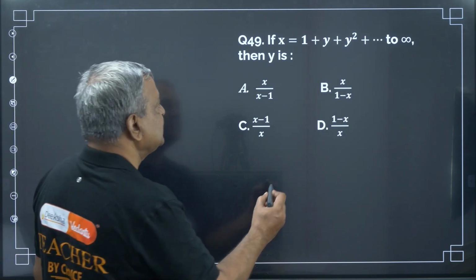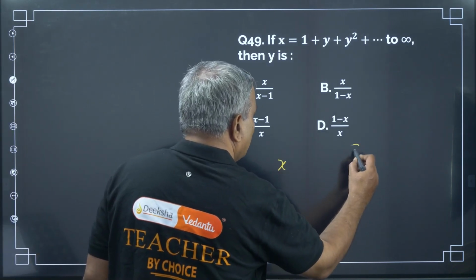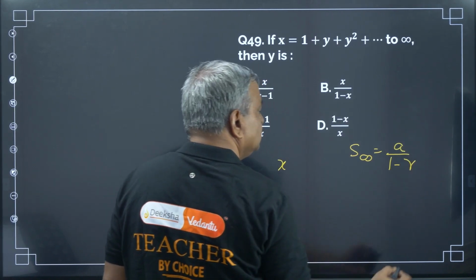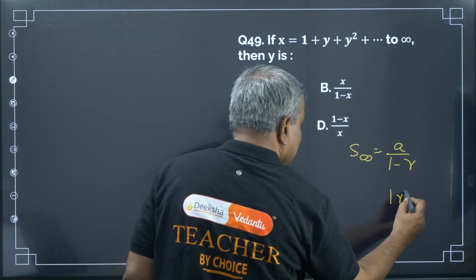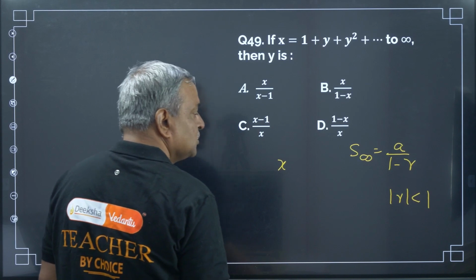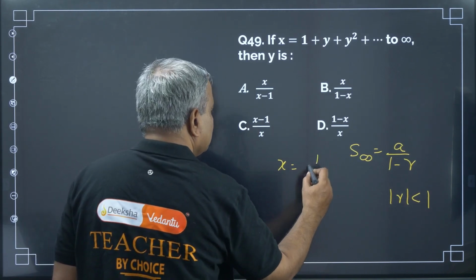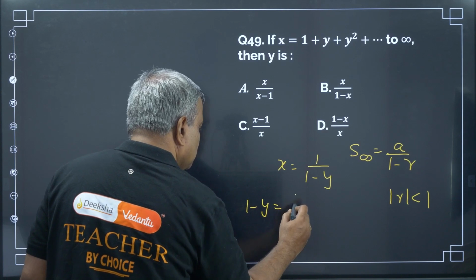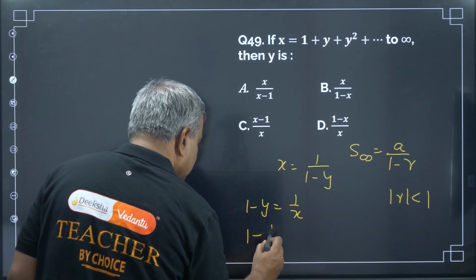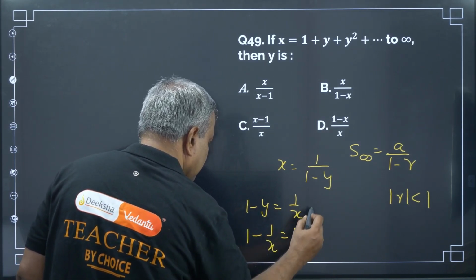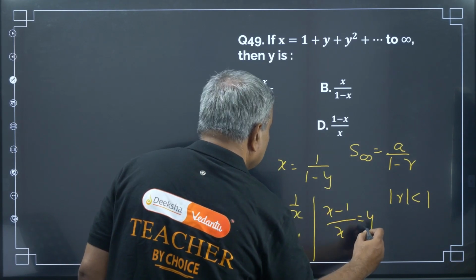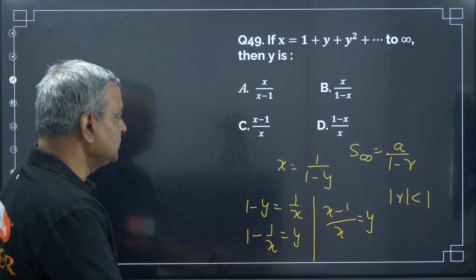For an infinite series, what is the formula? S infinity is equal to a by 1 minus r, where mod r is less than 1, please remember that. Here a is the first term. So x is equal to 1 by (1 − y), so 1 minus y is equal to 1 by x. So y is equal to 1 minus 1 by x, or (x − 1) by x.